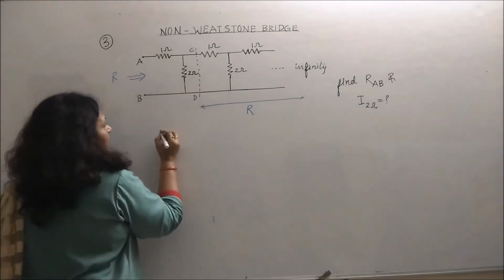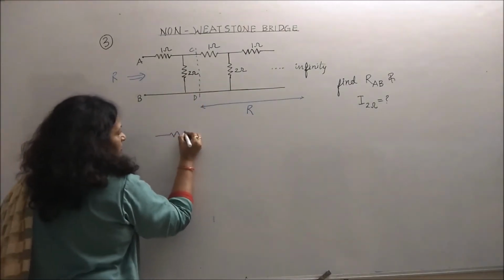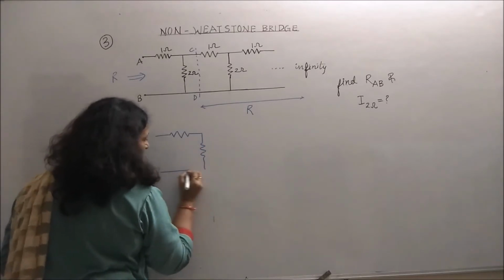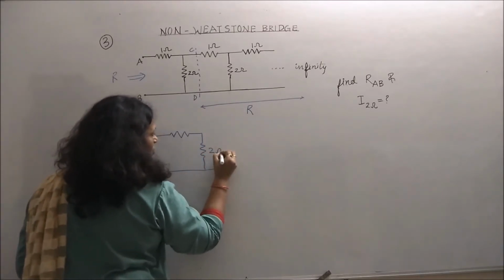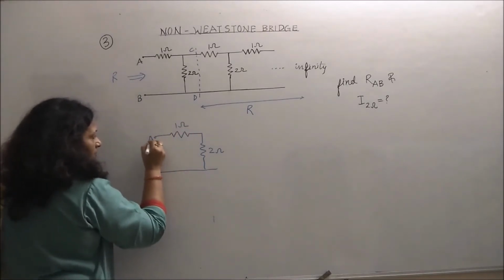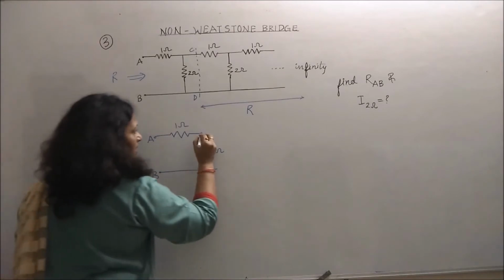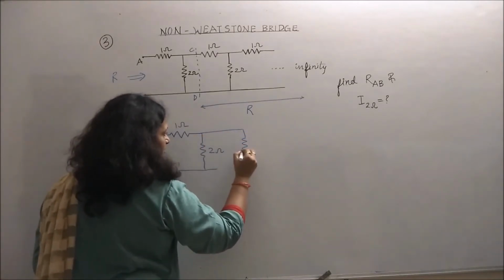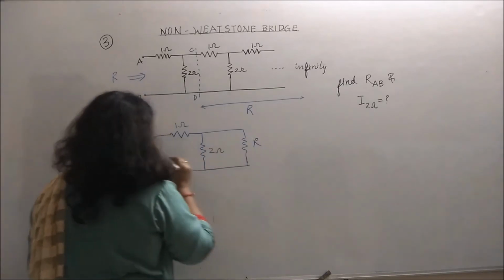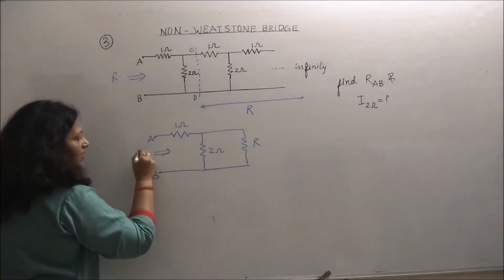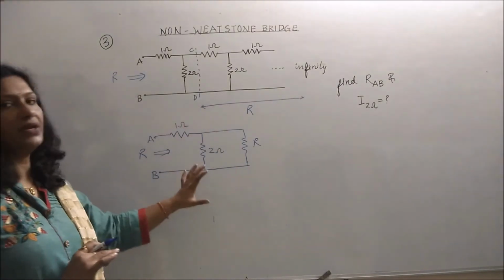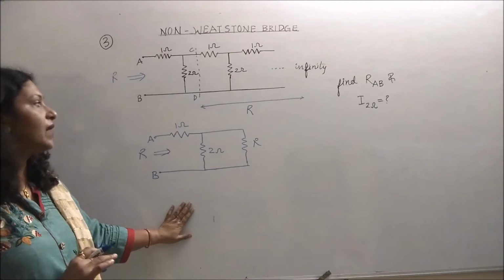Now the circuit will become like this. This is 2 ohm, this is 1 ohm. These are the nodes A and B. And here I will connect this equivalent resistance R. Here again the equivalent resistance is R. Now using this combination we will calculate the value of R.